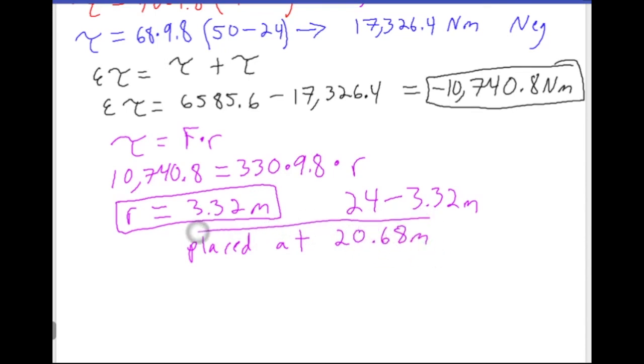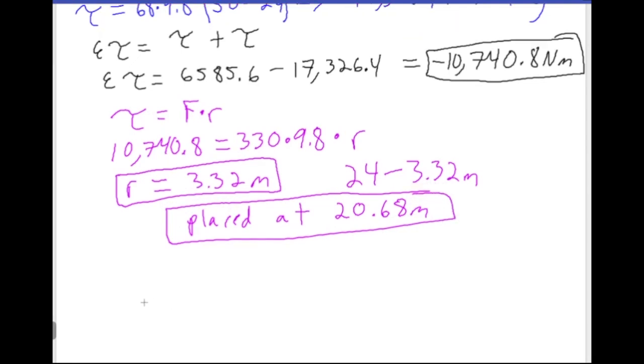Now it asks us what our net torque will be with the mass placed at 20.68 meters. Well, again, if it's balancing, that just means that the net torque in this case has to be in equilibrium, which means that it's just 0 Newton meters.